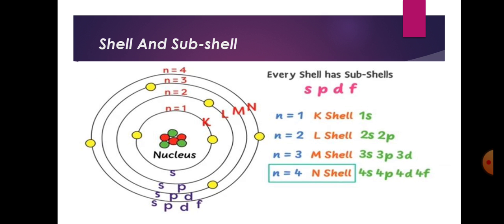Now we have the shell and the subshell. Here n is equal to 1, 2, 3 and 4, which are the K, L, M, N shells, and in the center the nucleus is present. The K shell has the subshell S, the L shell has the subshells S and P, the M shell has the subshells S, P and D, and the N shell has the subshells S, P, D and F. So n equal to 1 is the K shell, n equal to 2 is the L shell, n equal to 3 is the M shell, and n equal to 4 is the N shell, and the subshells are 1s, 2s, 2p, 3s, 3p, 3d, 4s, 4p, 4d and 4f.